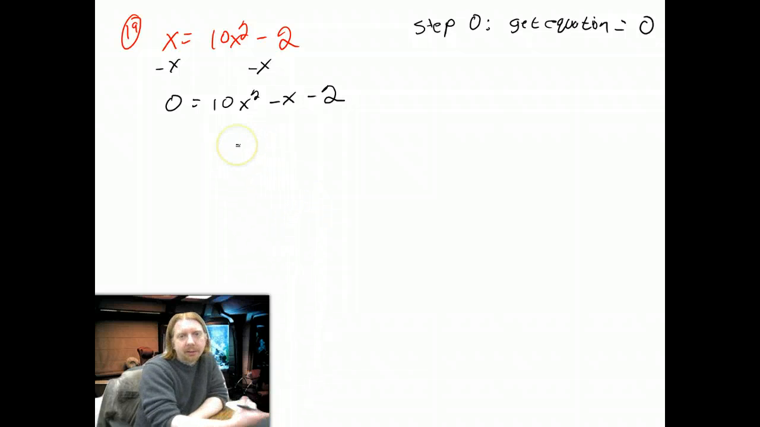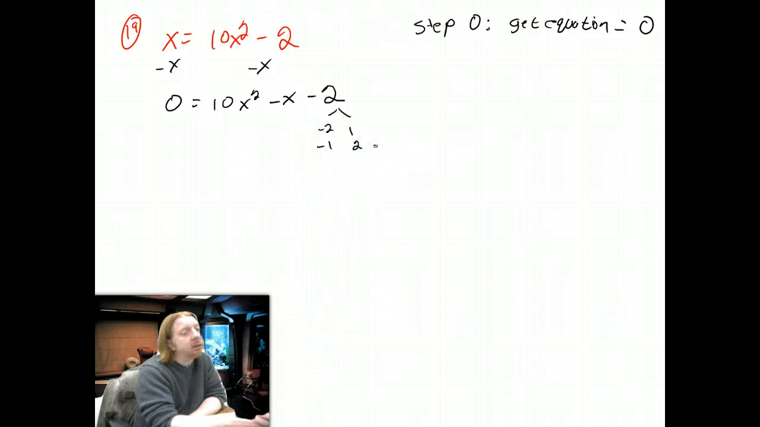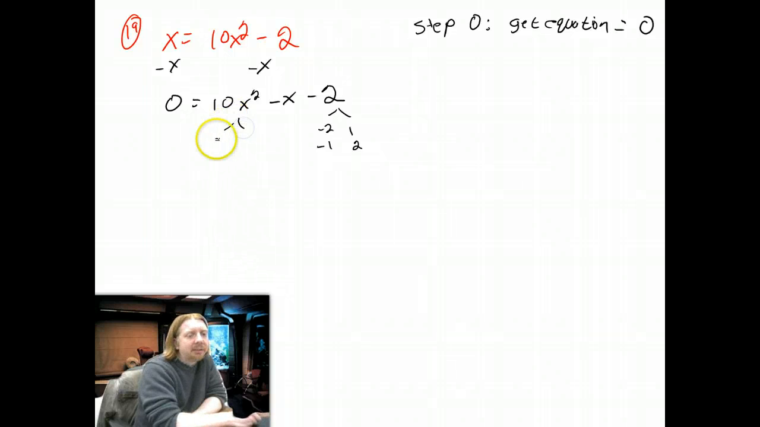So I can go ahead and look at that and say, all right, how do I factor that? Well, the good news, negative 2 is easy. That's either going to be negative 2 and 1 or negative 1 and 2. Only possible combinations there. 10x, that's a little trickier. Yeah, 5x and 2x or 1x and 10x.